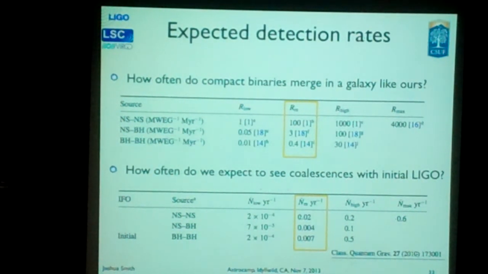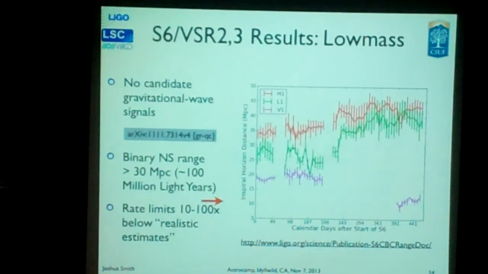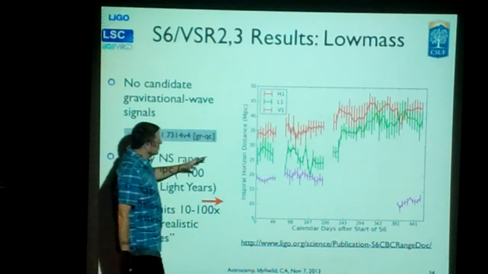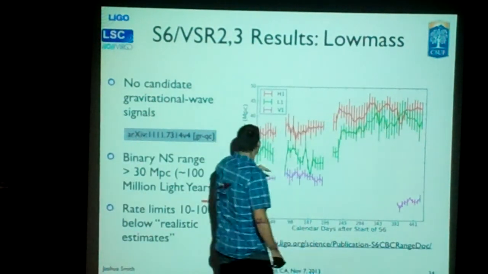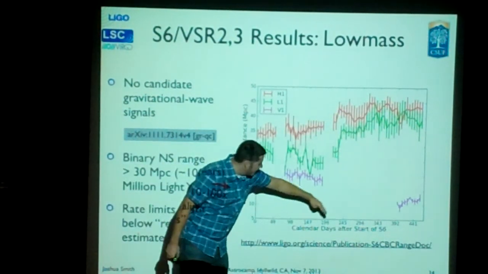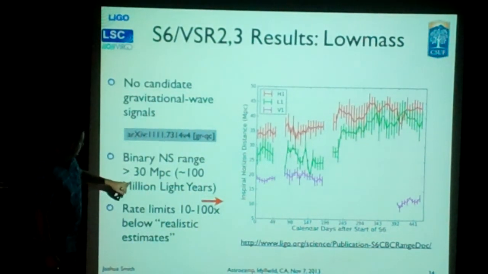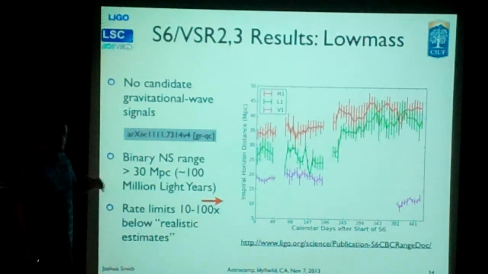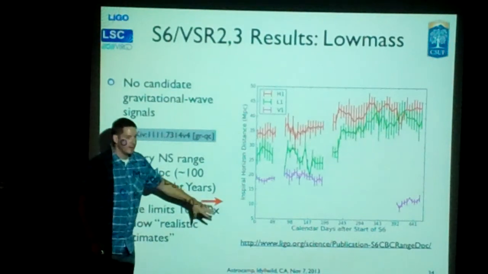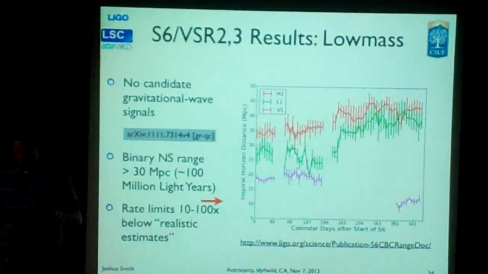But better than that, we ran for a while. We achieved, this measures how far into the universe we could see, and this is the calendar days, it's about 400 days of observing, and so we could see about 100 million light years out into space, but we ended up getting about 10 to 100 times lower detection rates than we would need to see something.